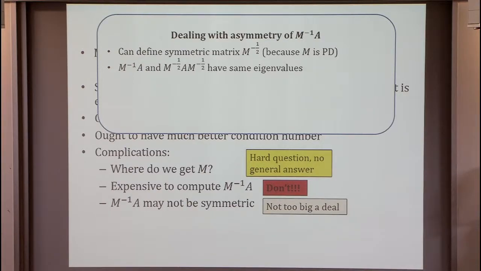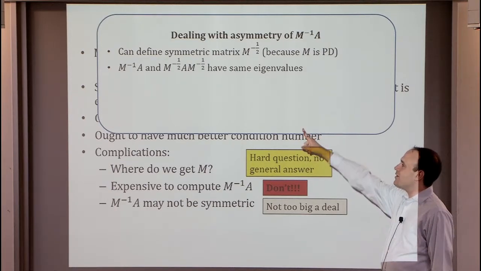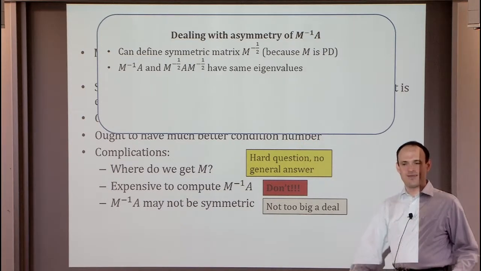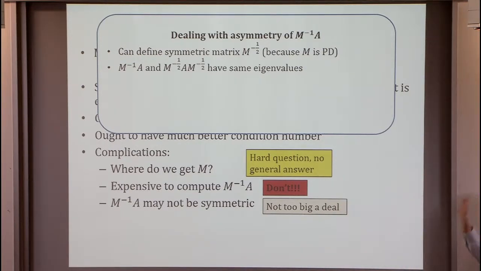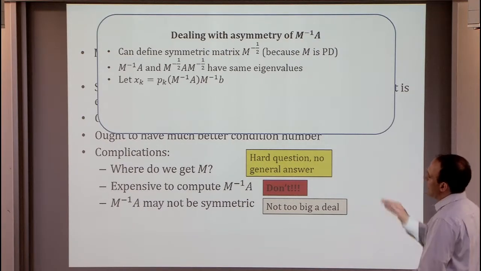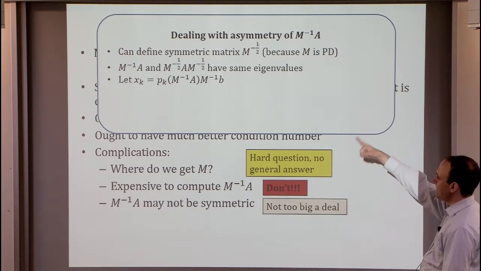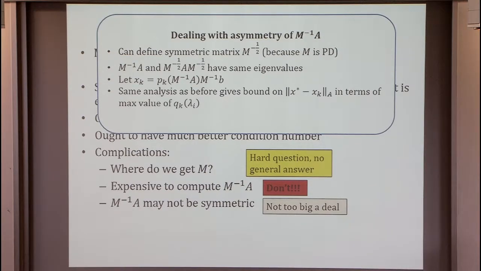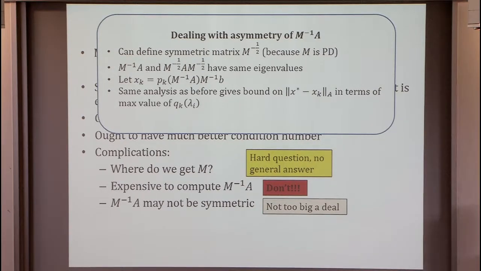the same eigenvalues. And if I apply a polynomial to M inverse A, or the other one, M to the -1/2 A M to the -1/2, they're pretty much the same. The same stuff happens in the middle, and it's just a conjugation on the beginning and end. And so morally, everything we did yesterday should work fine under the appropriate change of variables. And a little more precisely, if you look at whatever polynomial we did last time applied to M inverse A times M inverse B, then the analysis we did gives the same kind of bound. It gives a bound with Q_k applied to lambda_i on the A norm.